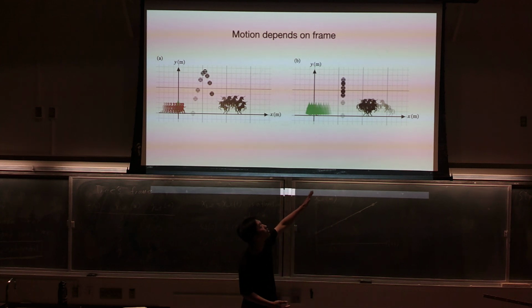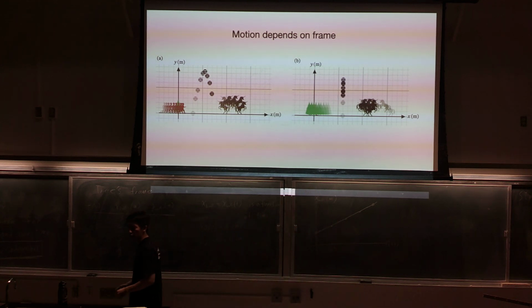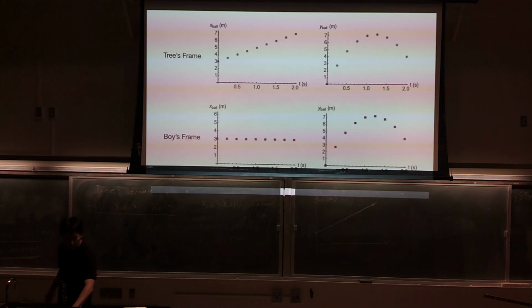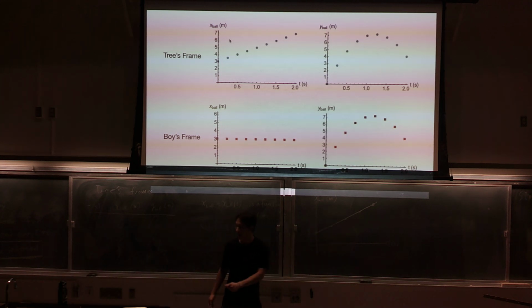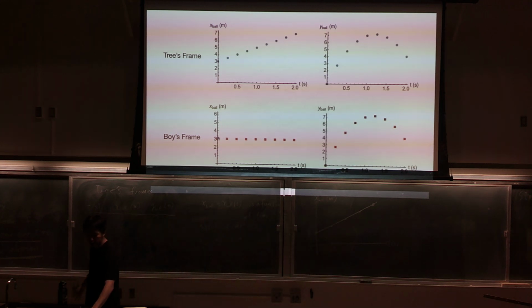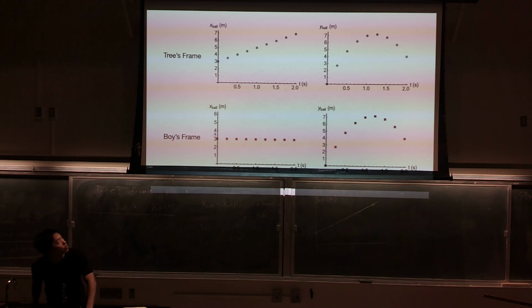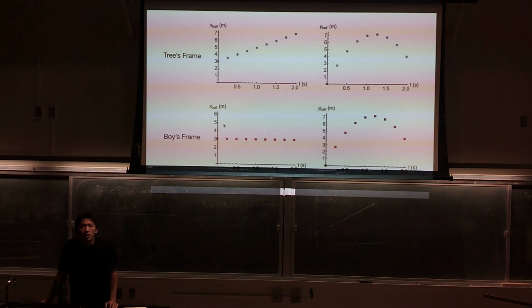So in the boy's frame, the x position of the ball will not move, and you see this graph, which the x position of the ball in the tree's frame looks like this, but in the boy's frame, it's just a constant value, 3, for all the time. Do I need to go slower? Okay.